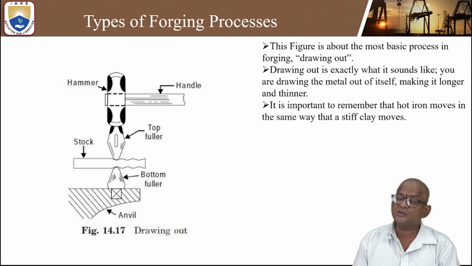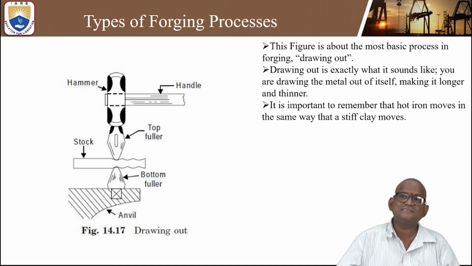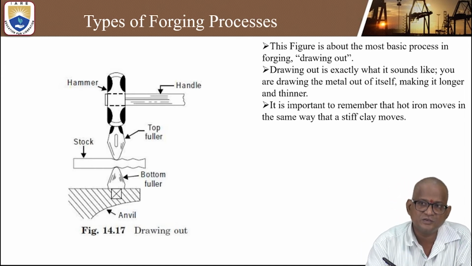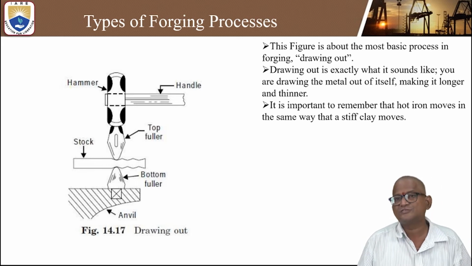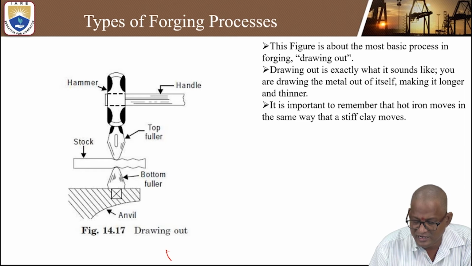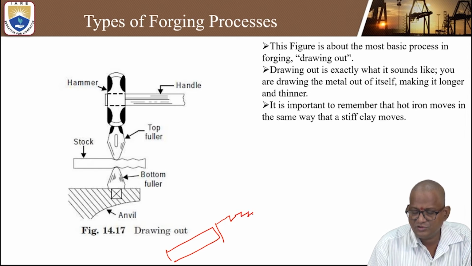Okay, next point: drawing out. Another important point is drawing out. Let us see in this figure that the most basic process of forging is drawing out. There is a rectangular rod here, and this can be applied slowly like this.